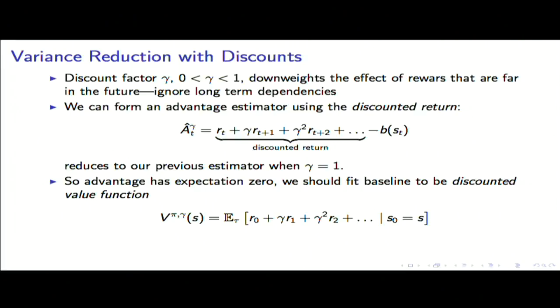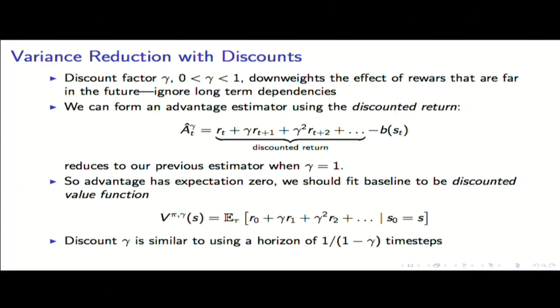Okay, so as we said before when we introduced the idea of baselines, we want to make this advantage estimator have expectation 0, so we're going to fit the baseline to be as close as possible to the discounted state value function. Using a discount is similar to using a finite horizon of 1 over 1 minus gamma time steps, because if we look at all the coefficients, 1, gamma, gamma squared, gamma cubed, and so on, and add those all up, it's 1 over 1 minus gamma. So it's like we're adding together 1 over 1 minus gamma different rewards.